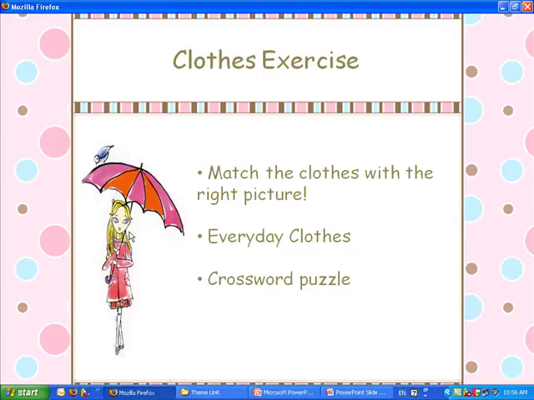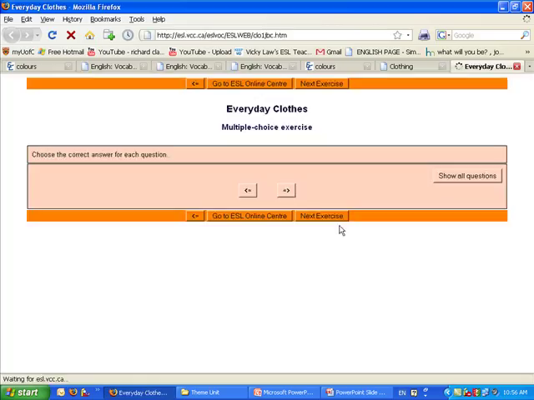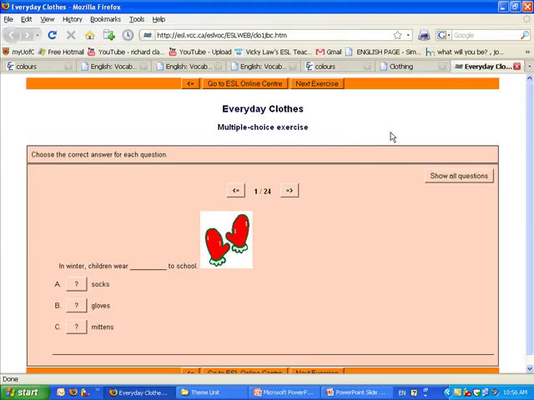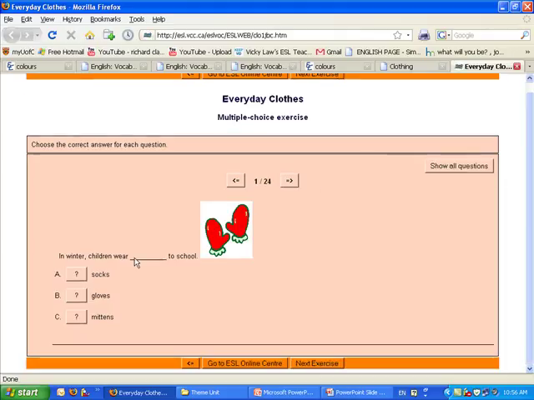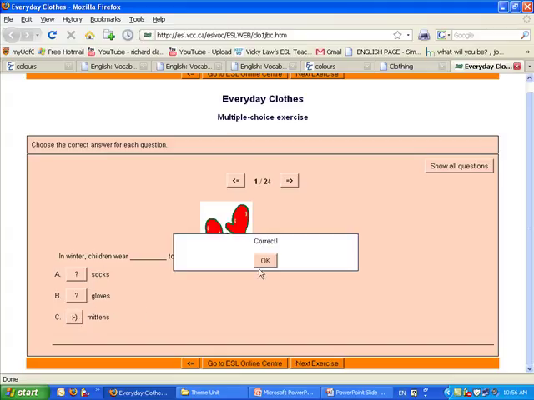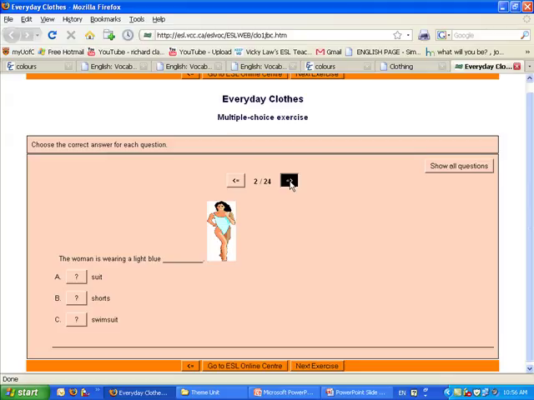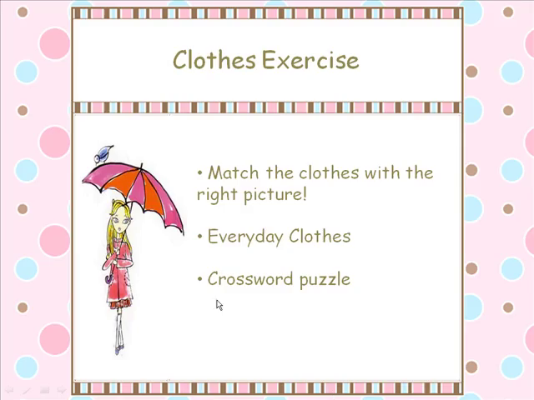And the second one is everyday clothes. I didn't design this exercise myself. I just found it online. It's a multiple choice. In winters, children wear, they have to say mittens. Then correct. And the next one, and there are 24 of them for them to practice.